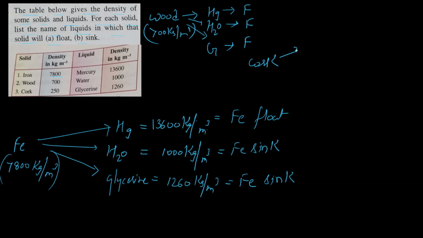Now the next one is cork. The same with Hg, with water, and with glycerin. The density of cork is 250. The density of mercury is much higher, so definitely it will float. The density of water is 1000 kg and the density of cork is 250, so it will float. The density of glycerin is 1260 and cork is 250, so it will float. In that condition also, the cork piece will not sink in any condition. Please note it down carefully.